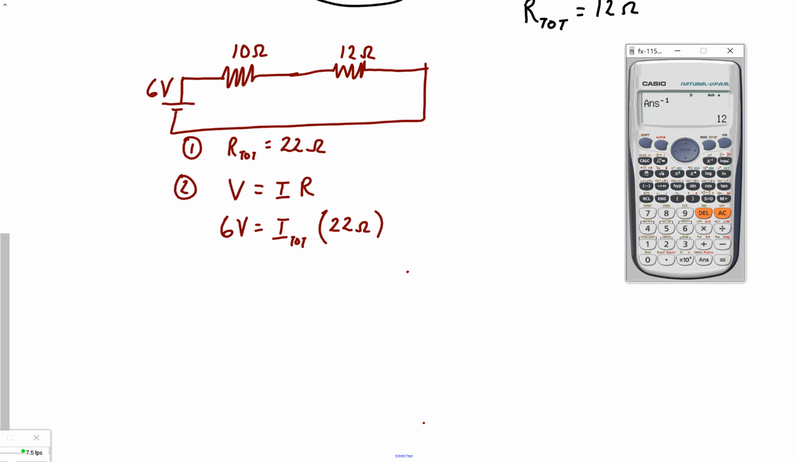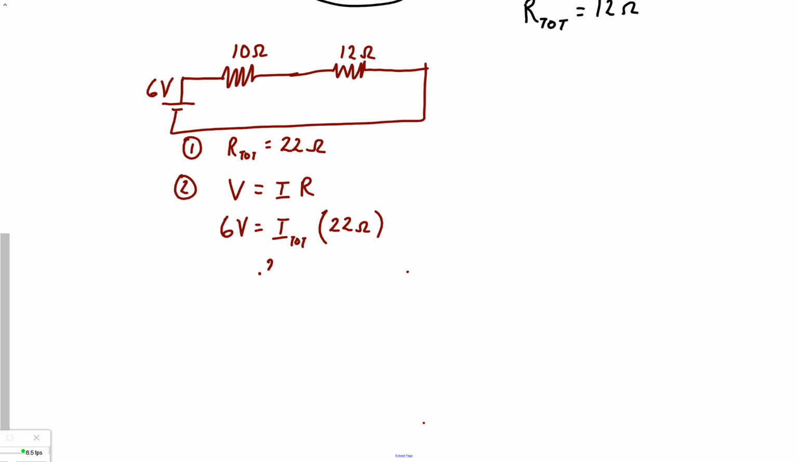So we'll go back to our Casio again. 6 divided by 22 and 0.27 amps. So we've got 0.27 amps of current leaving the battery.